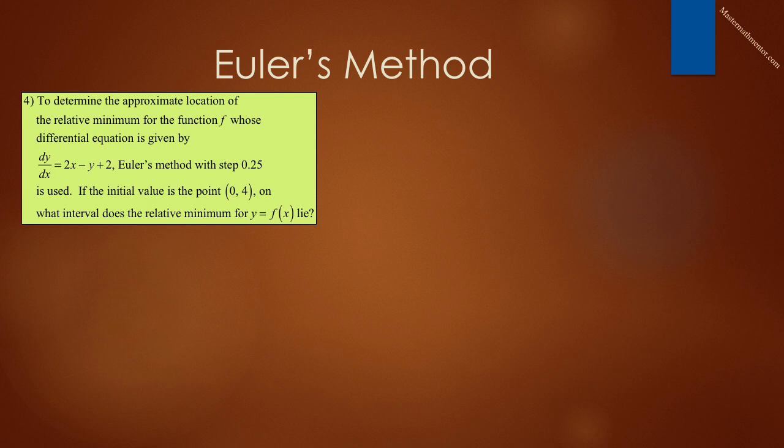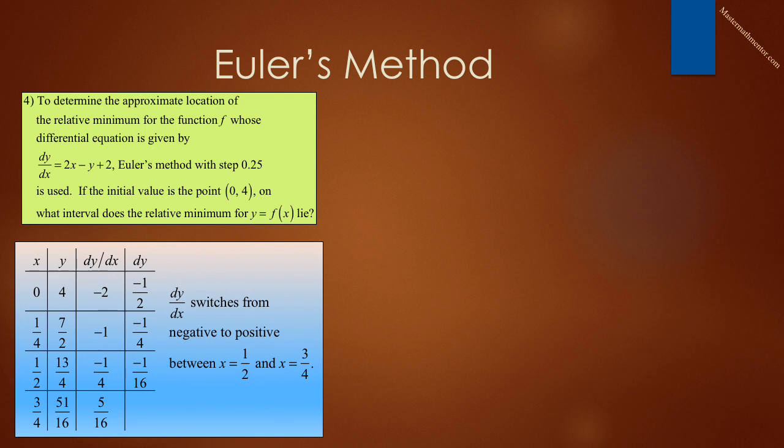Unfortunately, we cannot solve for y. So we will try to get an approximate value for y using Euler's method. We set up our table with 4 columns: x, y, dy/dx, and dy. Our x's start at 0, and since our step is 0.25, they go up 1/4, 1/2, 3/4. Our initial point is (0, 4). From the equation for dy/dx, we get dy/dx equals -2, and dy is equal to -1/2.